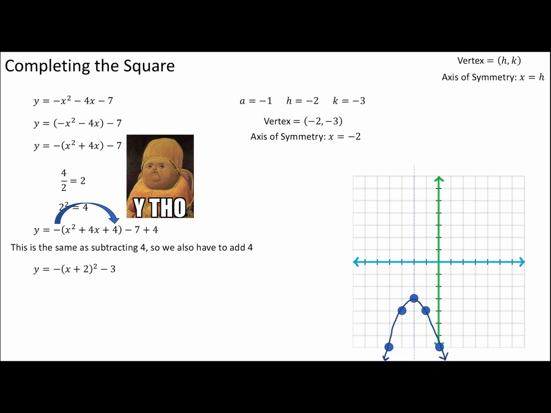So here it is. We have the vertex at -2, -3. And it is going upside down since our a is a negative number. And we have our table that gives us the rest of the points that we need.